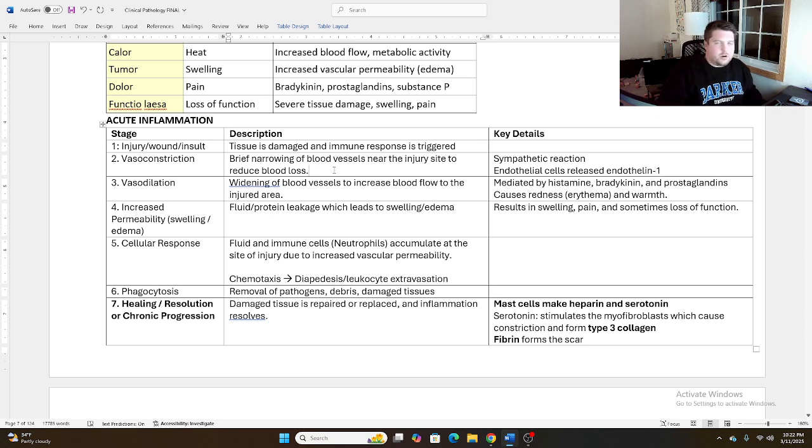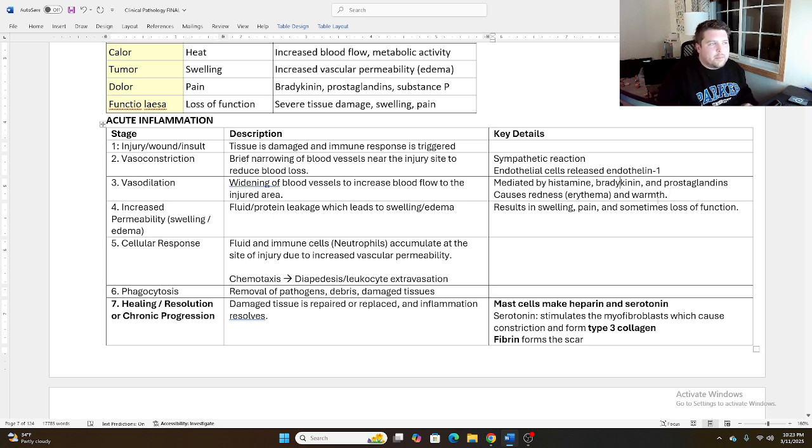After that, once we know we're not going to have massive blood loss, we actually get vasodilation to the area. This is because we need to bring a bunch of our immune system cells into the area to start cleaning things up. The body also wants a little bit of swelling to lock that area into place, prevent it from moving, and make sure it can heal properly.